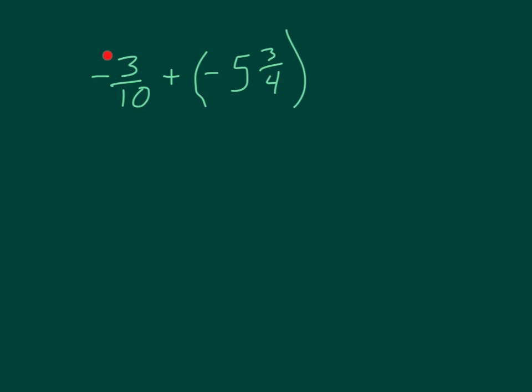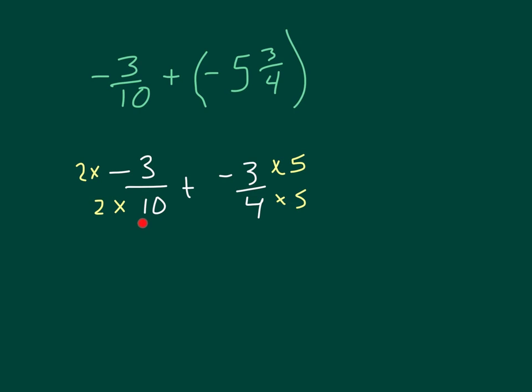So I've got negative 3/10 here plus, and this is going to be negative 3/4, right? Because this entire fraction is negative 5 3/4. So it's actually negative 3/4. So I'm going to write that down here, negative 3/10 plus negative 3/4.